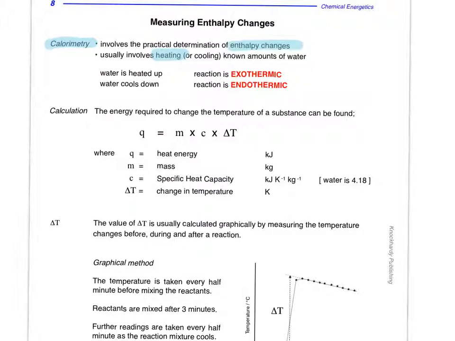If you're heating up your water, then that's obviously an exothermic reaction that's doing the heating. If you're cooling down your water, which is less common, then what you're doing is an endothermic reaction.